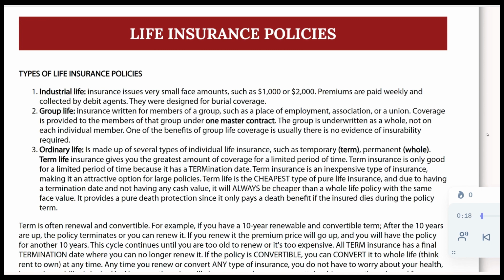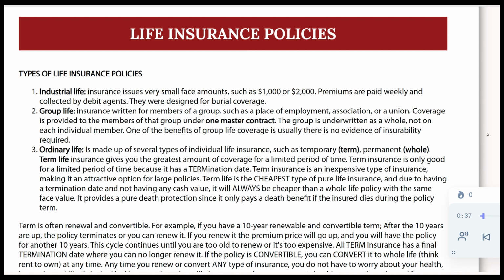Group life insurance is written for members of a group, such as a place of employment, association, or a union. Coverage is provided to the members of that group under one master contract. The group is underwritten as a whole, not on each individual member. One of the benefits of group life coverage is usually there is no evidence of insurability required.